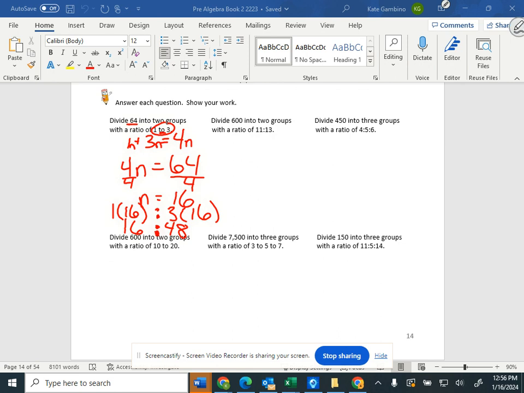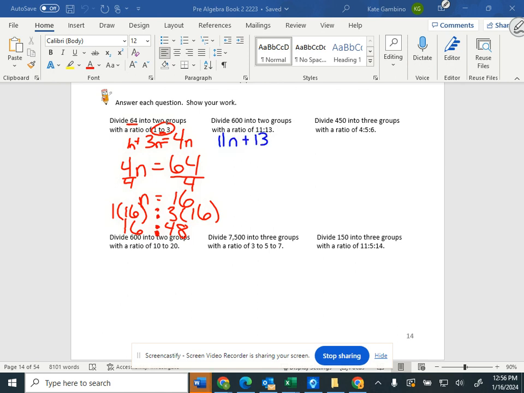Divide 600 into two groups with a ratio of 11 to 13. What would be my first step? Olivia? To add 11 plus 13.